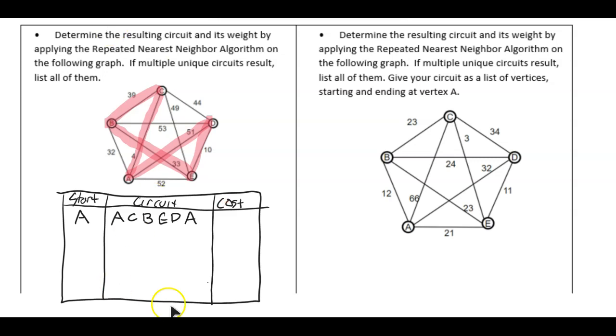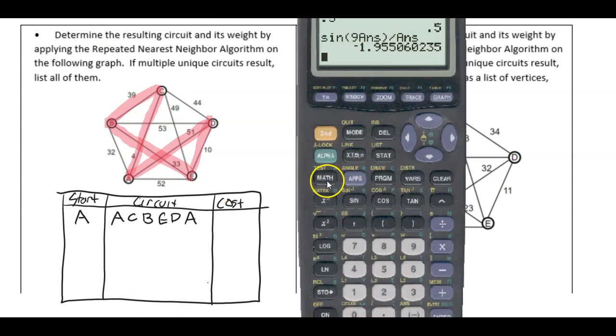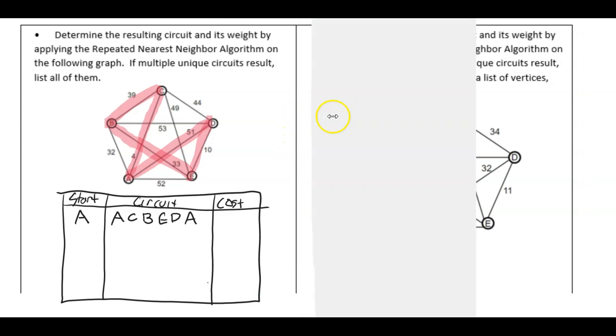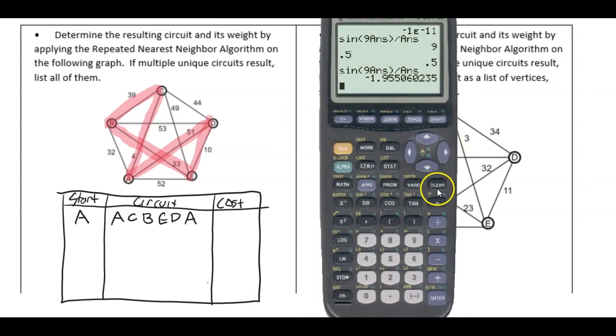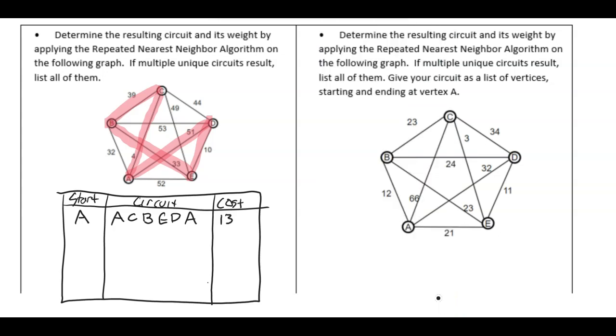Now if we add up the costs, you can just pull up a calculator. A to C, 4, plus 39, plus 33, plus 10, and finally 51. We get 137 for our weight. Okay, great. That's starting at A. So now we start at B.